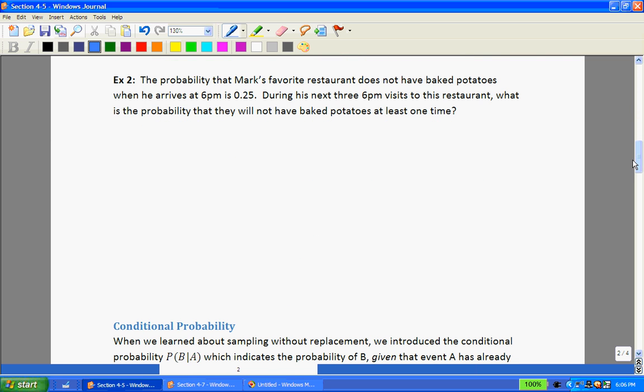Let's try example 2. The probability that Mark's favorite restaurant does not have baked potatoes when he arrives at 6 p.m. is 0.25. During his next 3 6 p.m. visits to this restaurant, what is the probability that they will not have baked potatoes at least 1 time? First, let's identify what's going on here. I'm going to let B equal that a baked potato is available.